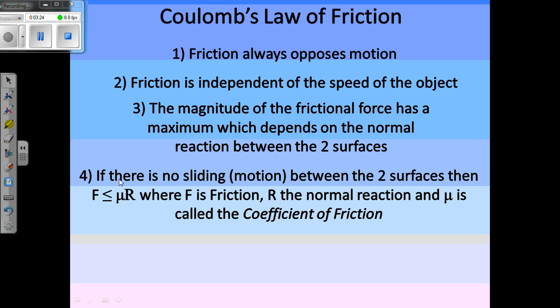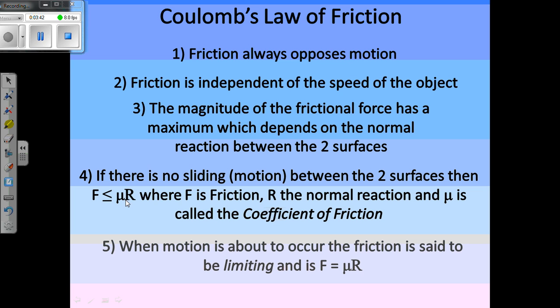Now this is where we get into the nitty-gritty. If there is no sliding motion between the two surfaces, then F, the frictional force, is less than or equal to mu, which we call the coefficient of friction, multiplied by R, the normal reaction. When motion is about to occur, the frictional force is said to be limiting, and F is equal to mu times R. And this is the key equation: F, the frictional force, is equal to the coefficient of friction multiplied by the normal reaction.